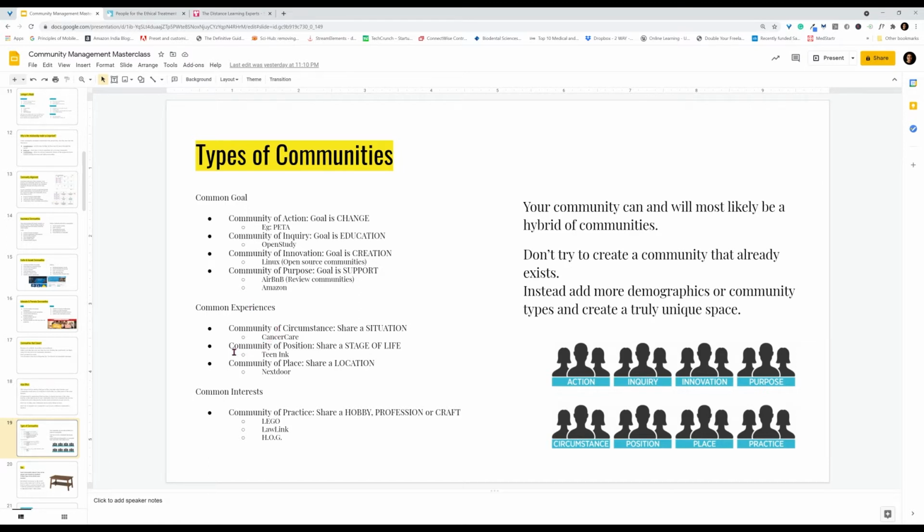You also have communities of position, where people are sharing a similar stage of life, where, say, for example, teenagers come together and form a community, or young mothers form a community. Pregnant ladies form a community. So these are people who are in a particular stage of life. The next one that we have is community of place, where the common experience that they share is the shared location.